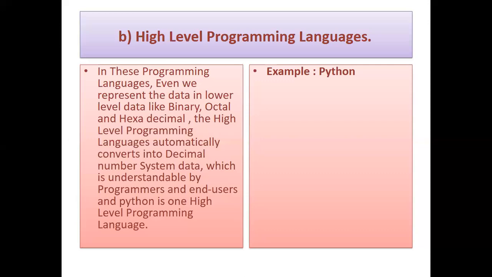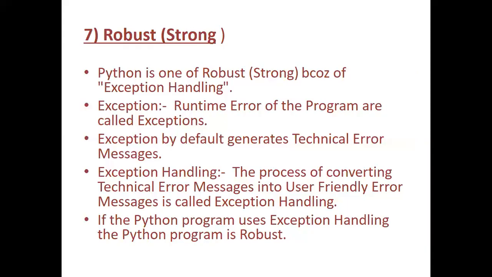Now, let's go ahead with robust. What do we understand by robust? Robust means strong. Students, Python is robust because of its exception handling. It is a robust language because of its exception handling property. Now, what is an exception? Runtime errors of the program are called exceptions.